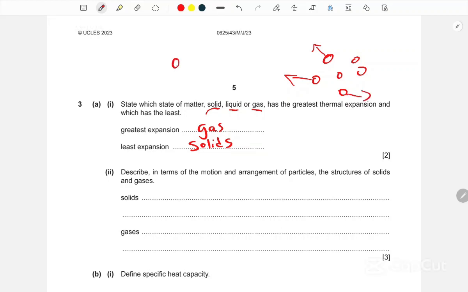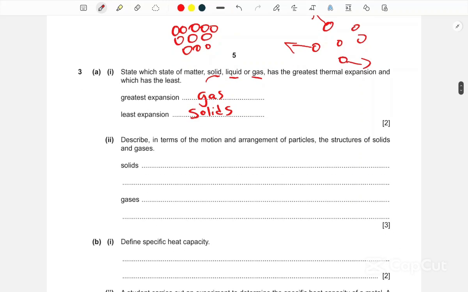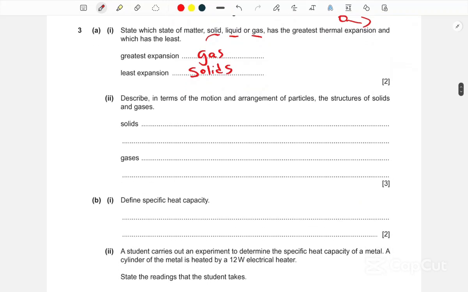But for solids, they're very close to each other. And they have strong intermolecular forces. So they would require a higher amount of energy to move them farther from each other. Part 2. Describe in terms of the motion and arrangement in particles the structure of solids and gases.